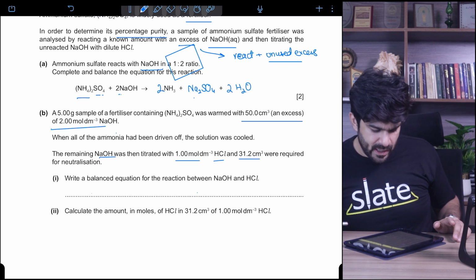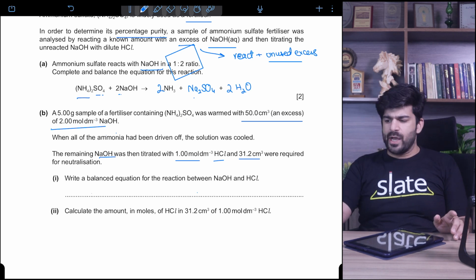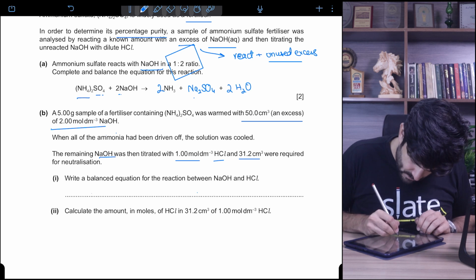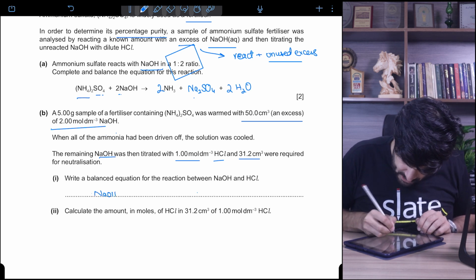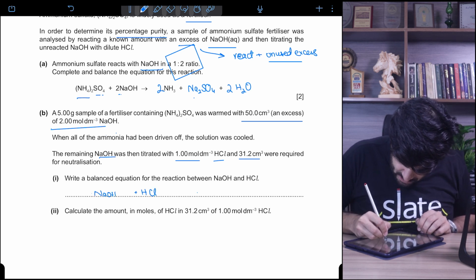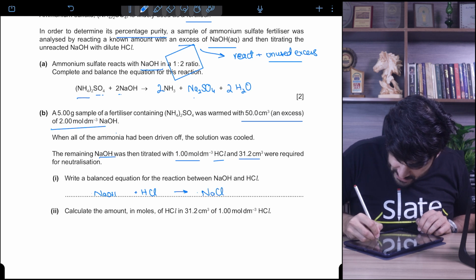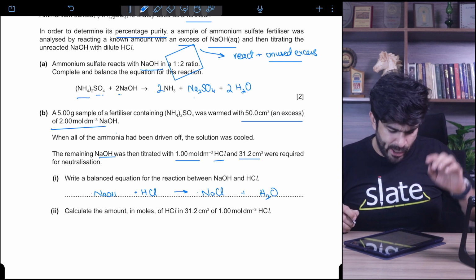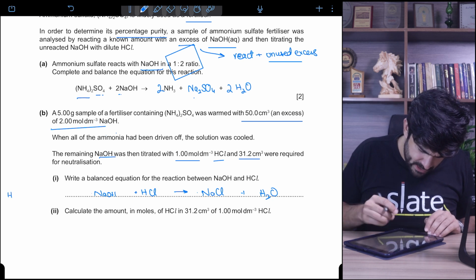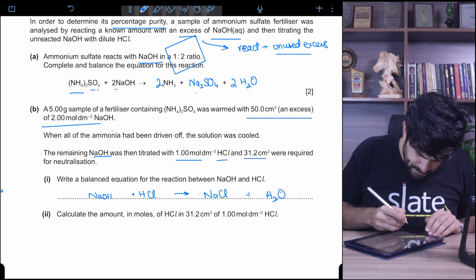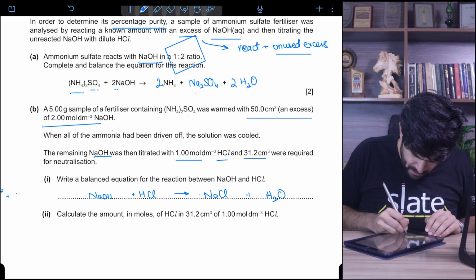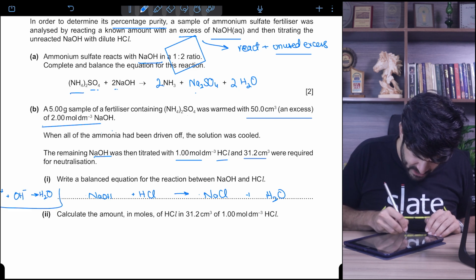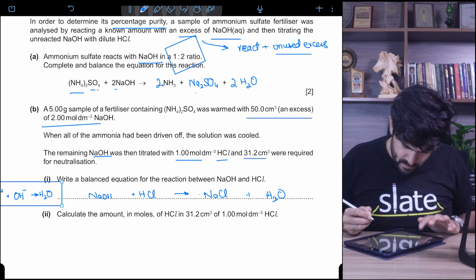Now what is a balanced equation between NaOH and HCl? Since that's a very basic equation, NaOH plus HCl will give NaCl plus H2O. And if they would have asked you about an ionic equation, तो वो क्या होती? H plus and OH minus making H2O. Same concept from O level.